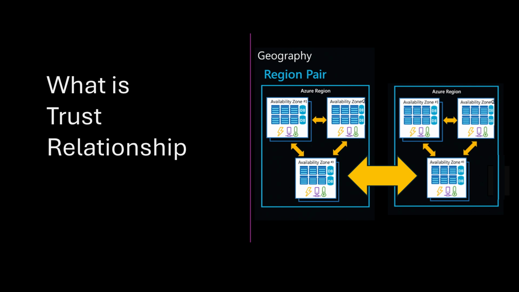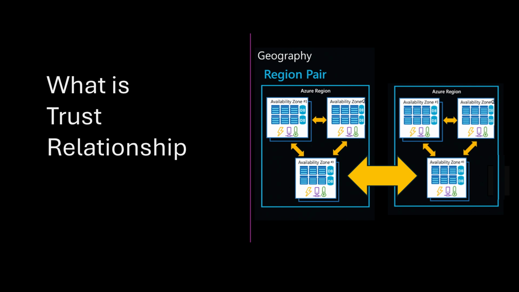You start with geographies. These are boundaries based on geopolitical areas such as the United States, Europe, or Australia. Each geography ensures data residency and compliance with local laws and regulations. Within a geography, you have regions. A region is made up of one or more data centers. Each region gives you access to the full power of Azure services close to your users, reducing latency and improving performance. Within many Azure regions, you will also find availability zones.